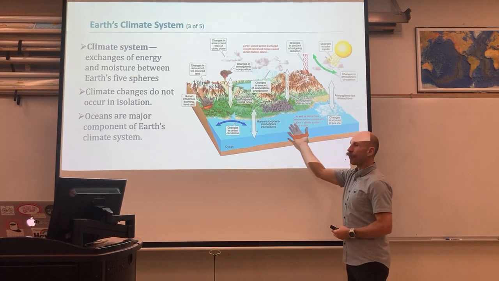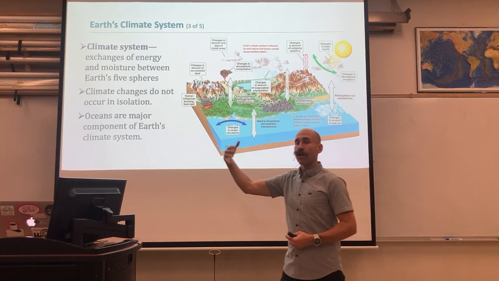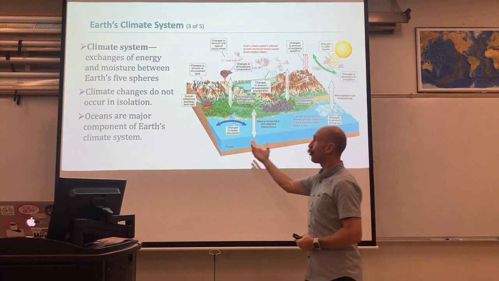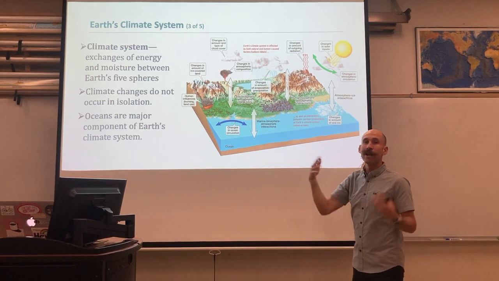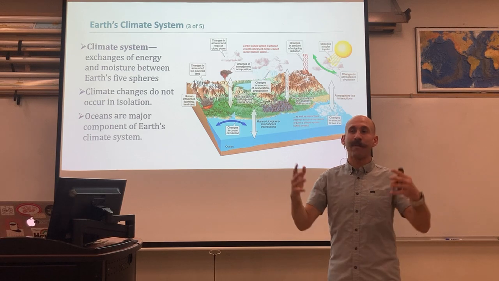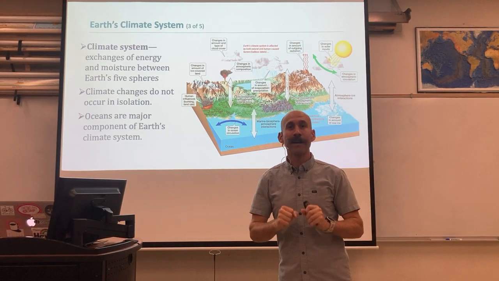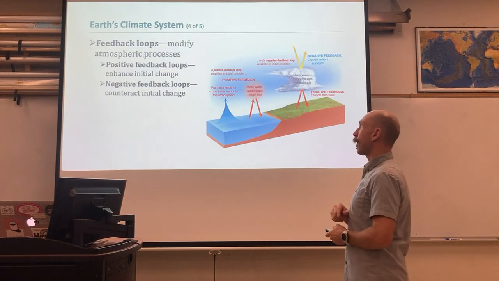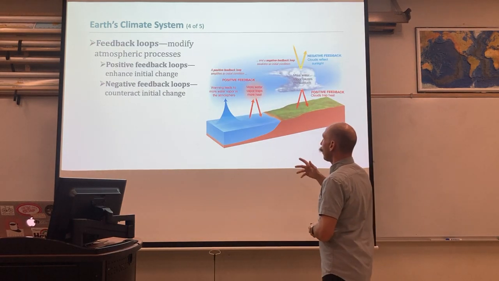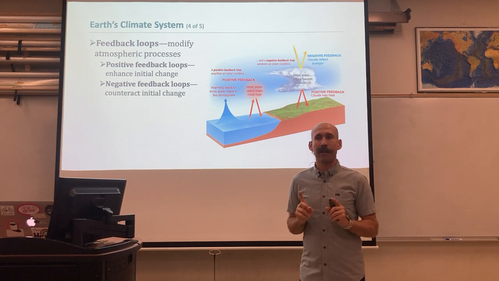Oceans are by far one of the largest contributors to the climate system because they cover 70% of the Earth. It's awesome. They're big, they're expansive, they're deep, they're powerful, and they are very, very important to Earth's global climate. Now let's talk about feedback loops for a second.